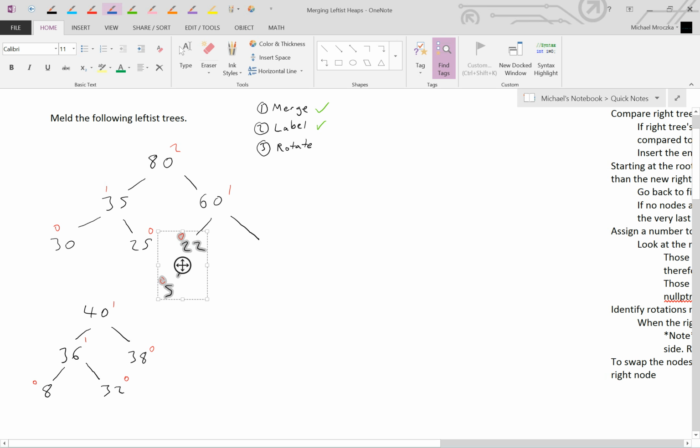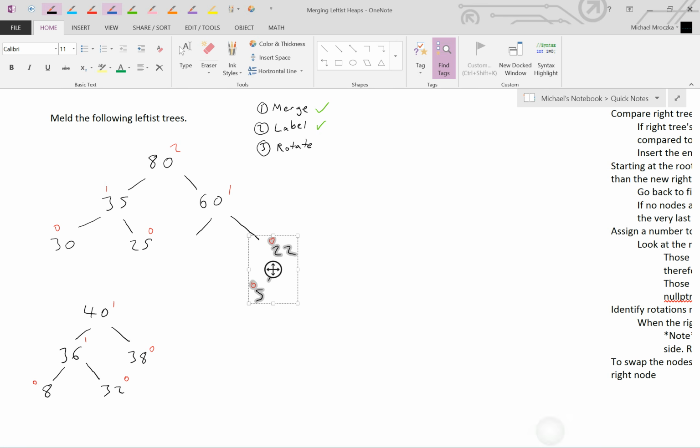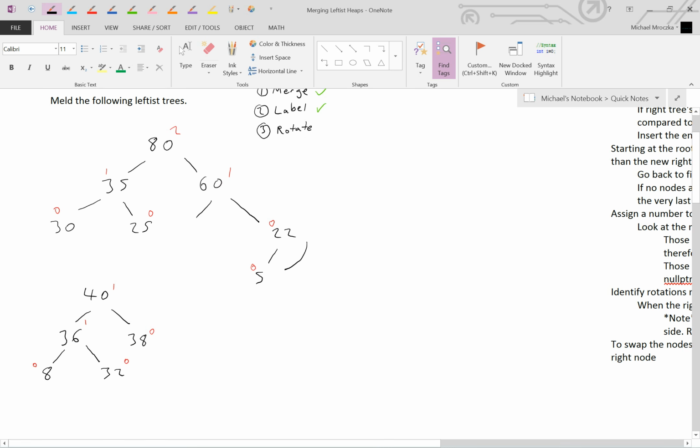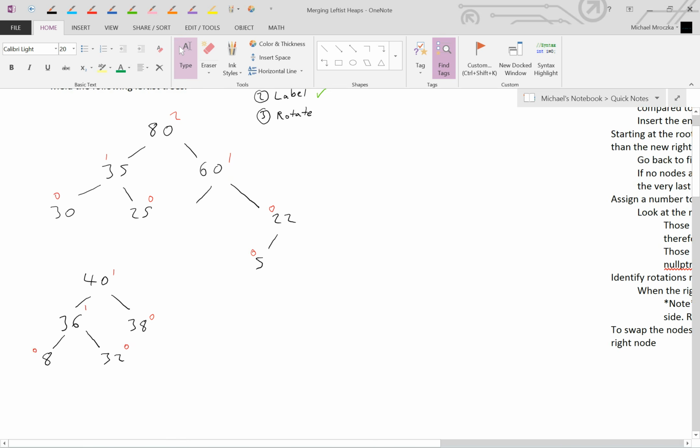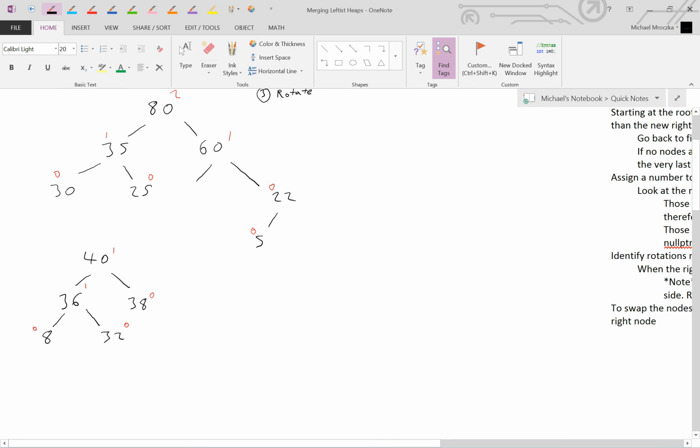Now it's important when swapping, when I move this over, look what happens. The left tree stays left. So the 5 stays on the left-hand side of 22. The mistake a lot of people make is they'll take the 5 and they'll move it over to this side. That's a very common mistake that happens all the time. Don't do that. You will lose points because it's no longer a leftist tree. Okay, so we've got that now, and we're going to insert the 40 where the 22 was.